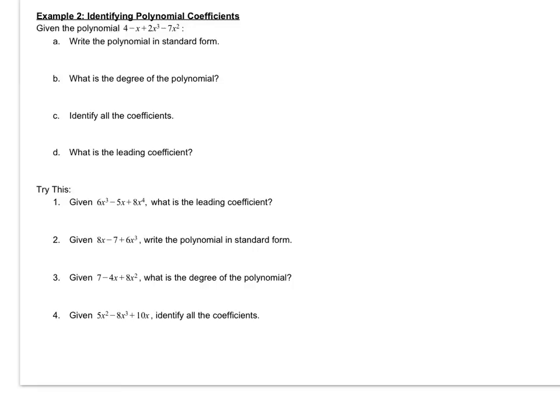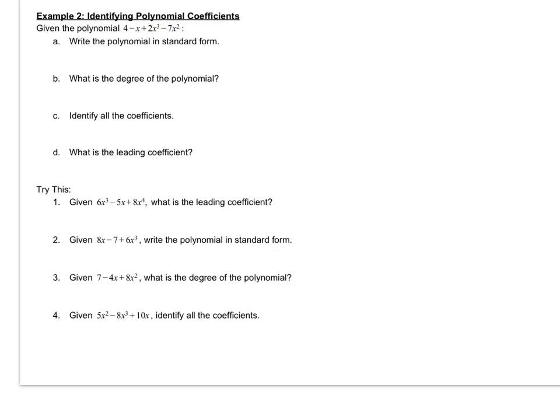In example 2, we're going to go through and identify polynomial coefficients using the definitions from above. We're given the polynomial 4 minus x plus 2x to the third minus 7x squared. And in letter A, we want to write the polynomial in standard form. That means we need the biggest exponent first and work our way down to the constant.